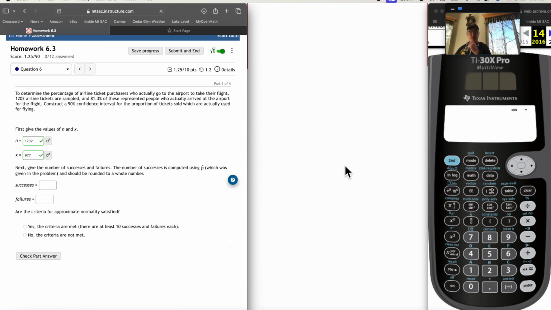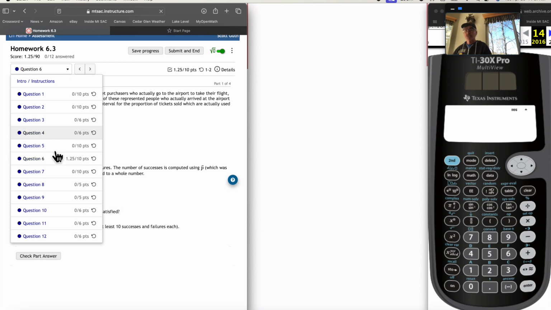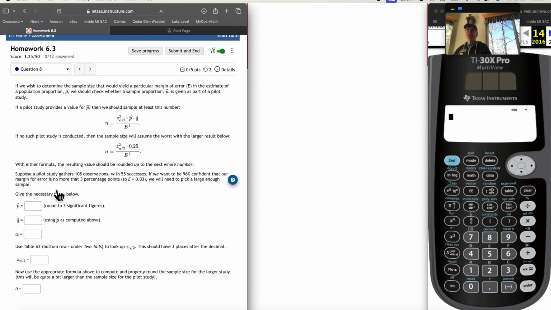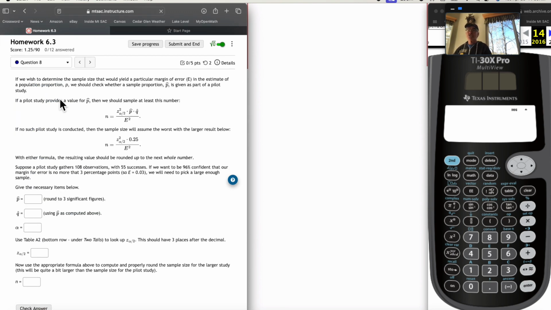Okay, so now I want to jump up to question 8. This one's a sample size question. It says if we wish to determine the sample size that would yield a particular margin of error, E, in the estimate of a population proportion P, we should check whether the sample proportion p-hat is given as part of a pilot study. If a pilot study provides p-hat, then we should be able to use at least this number for our sample size.